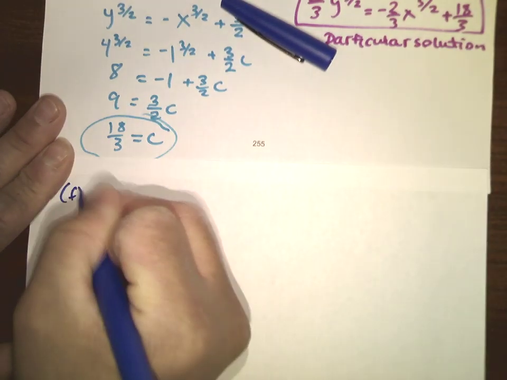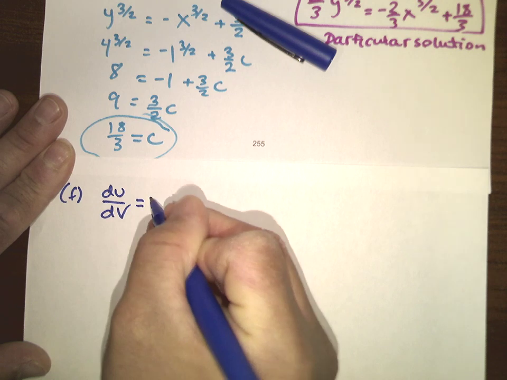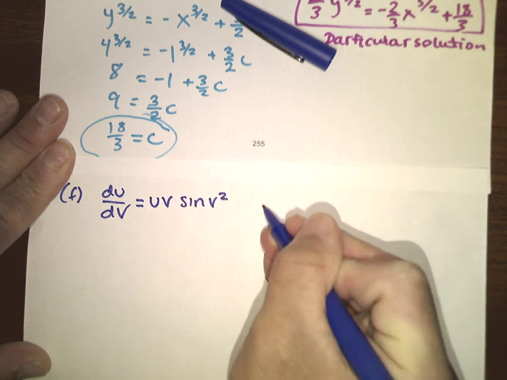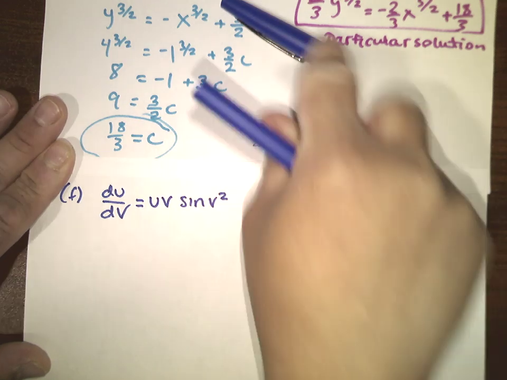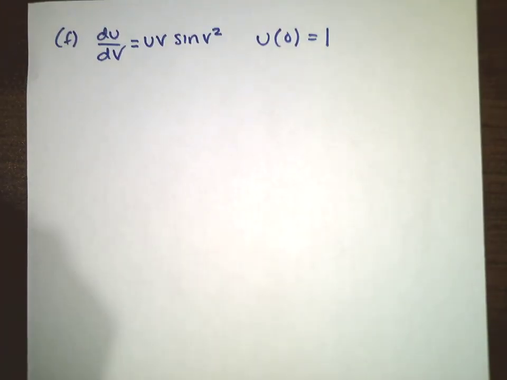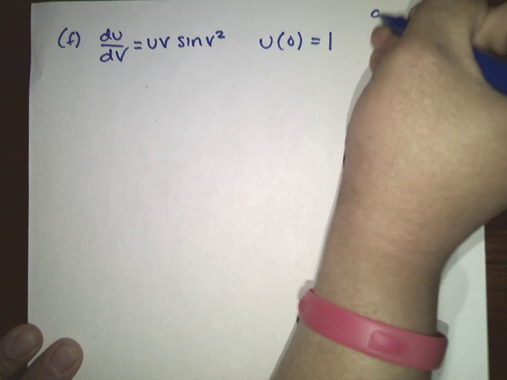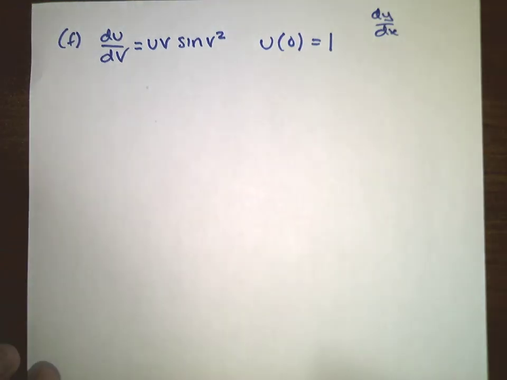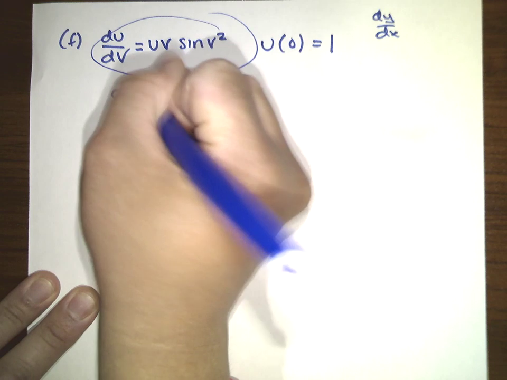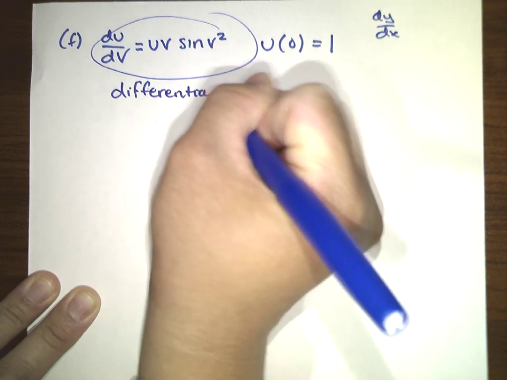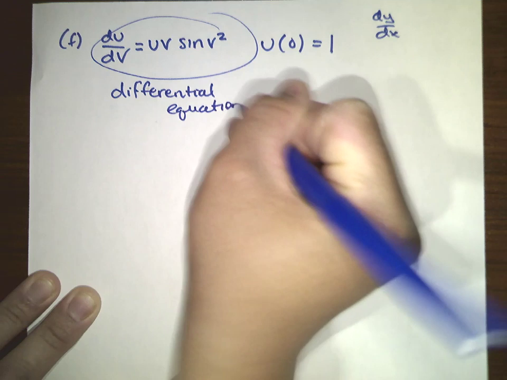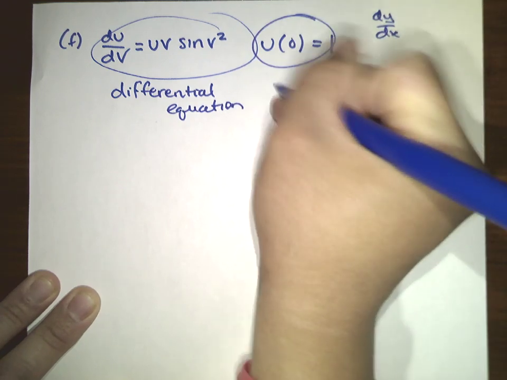So we have problem F. du/dv is uv sine of v squared, and then u of 0 is equal to 1. So now what I think that I need you to remember is just to keep the variables straight, all right? Because in all the other ones we've had dy, dx. So you have to make sure that you know which variable is which. So this is the differential equation, and then this is the initial condition.